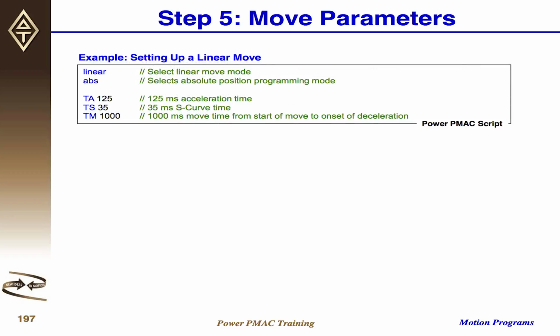So here's a simple example of setting up a linear move. Just issue linear abs for linear mode absolute position programming. And then we select our acceleration settings with TA and TS and the move time before deceleration with TM.